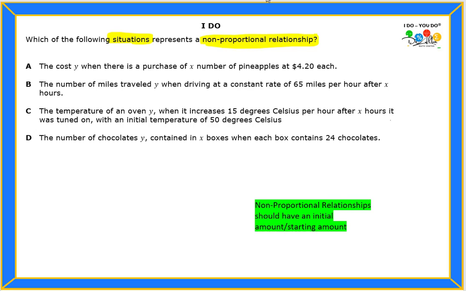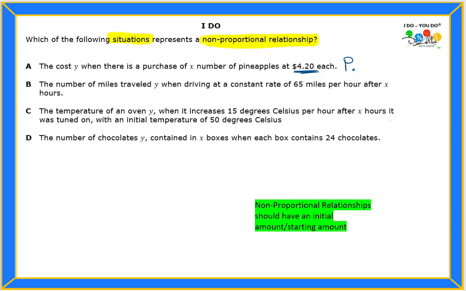So let's go ahead and look at the answer choices. Maybe that can explain it better. So letter A, it says the cost Y when there is a purchase of X number of pineapples at $4.20 each. Do we have anything else besides the $4.20 each? No, right? There's no other initial amount. Therefore, this is a proportional relationship.